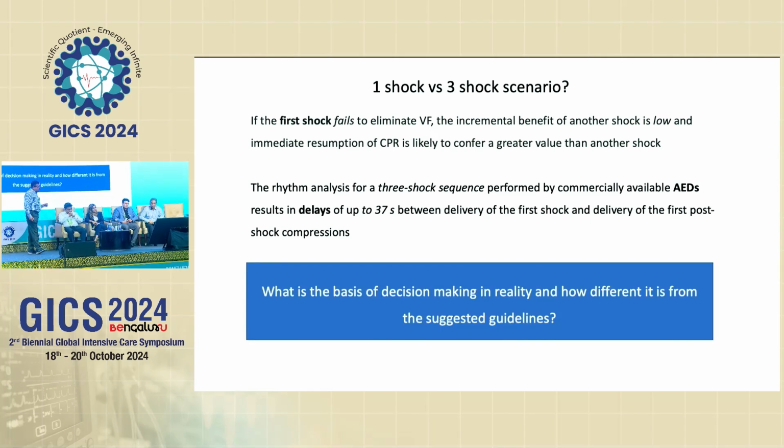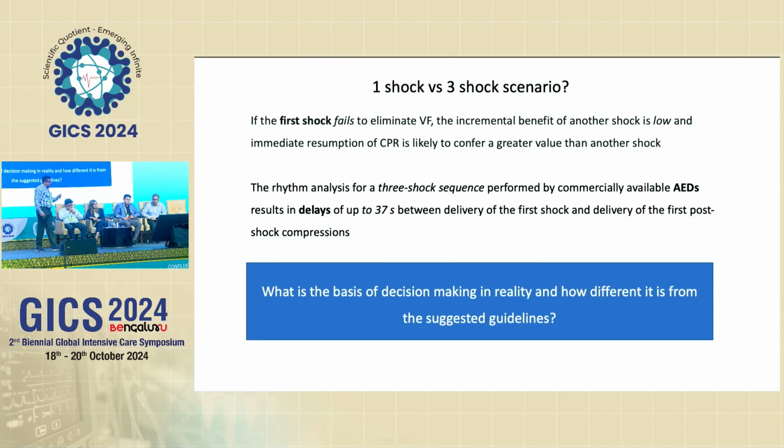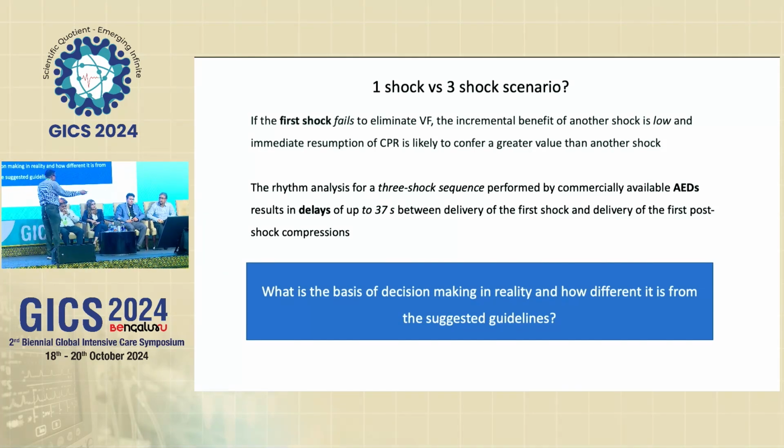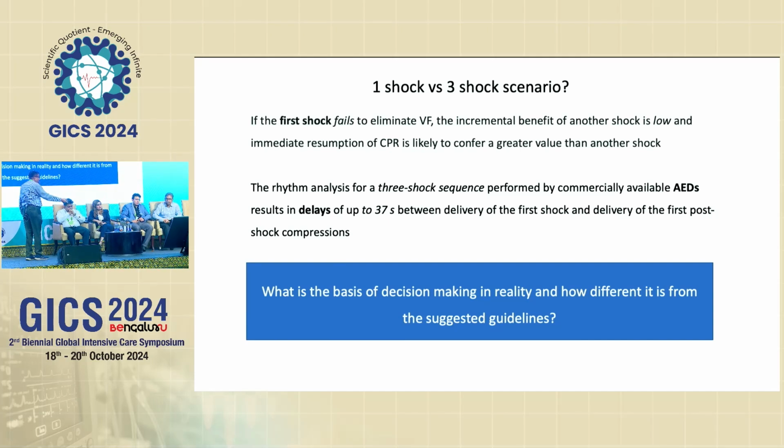Now, on the basis of that, what is the basis of decision making in reality and how is it different from the suggested guidelines? Because we are not following this. Although all guidelines are saying the same thing about 1 versus 3 shocks, we are not following this.